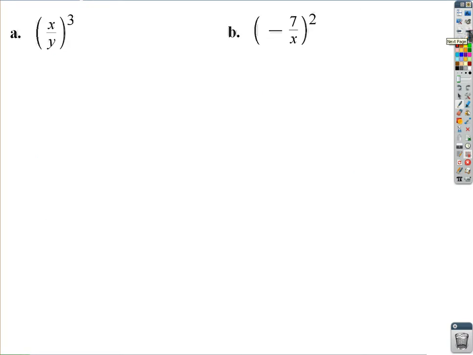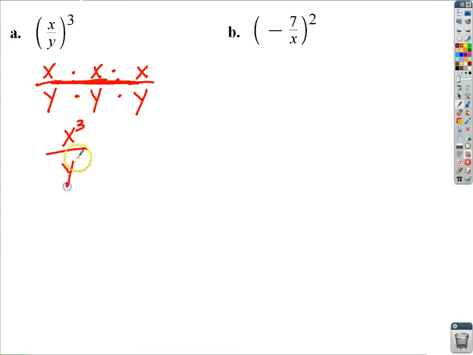Now we've got some more ones that look like fractions. Well, again, what this is looking like is this says everything on the inside is raised to the 3rd power. So that's x over y times x over y times x over y. Right? Well, this becomes 1. You multiply your numerators and you multiply your denominators, and so you're going to end up with x cubed over y cubed.